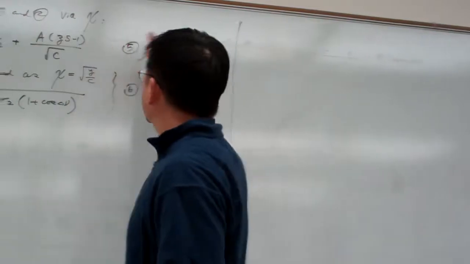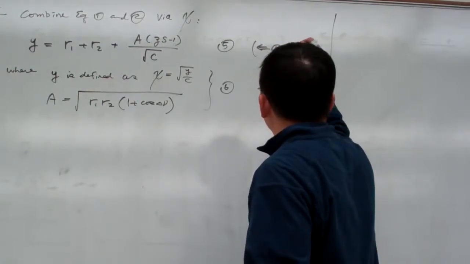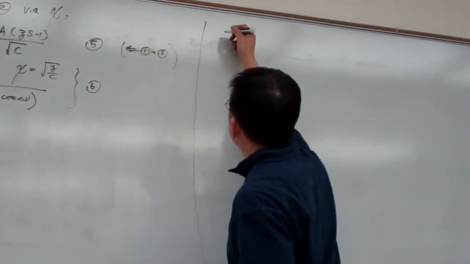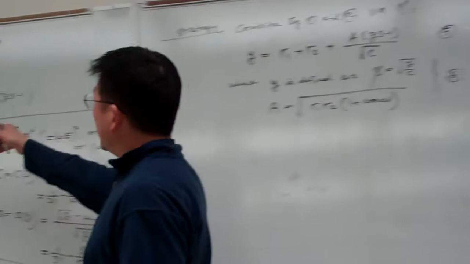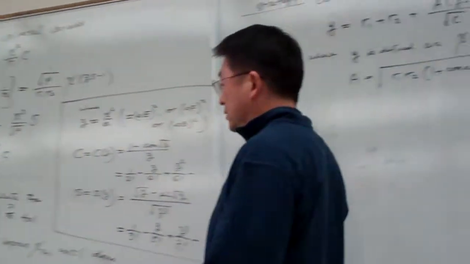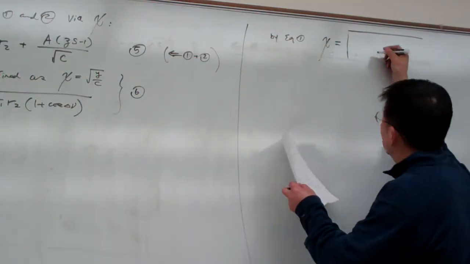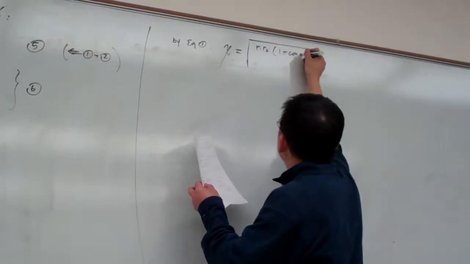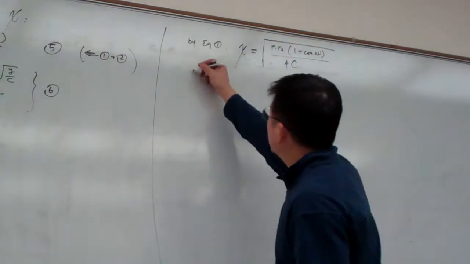Again, this is a combination of these into this, and right now I give you y. From equation 1, we have the x variable on the right hand side. I simply move the remaining terms to the other side and express x in terms of the other terms. So x is the square root of R1 R2 times (1 minus cosine delta nu), over P times C.